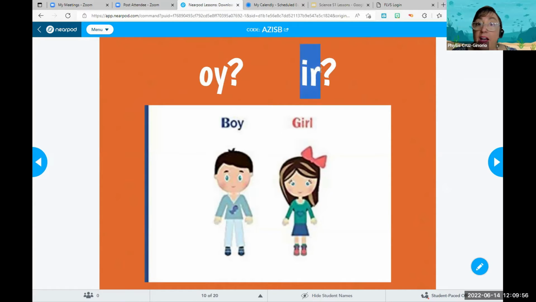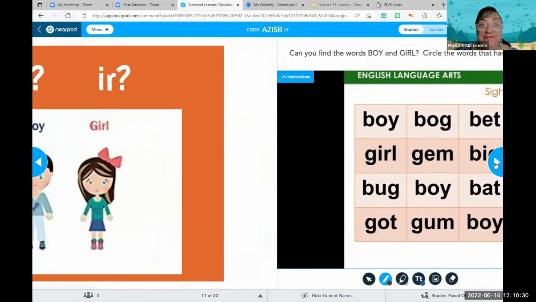And here's the other one, the IR. So we're going to be looking for words with OY and words with IR. What does the IR make again? Keep your teeth together. That's right. And look at the word I found. Girl. Rainbow it right across. Girl. That's right. So we're going to look for boy and girl. Boy and girl. Look at those words one more time, because on the next slide, you have to circle them if you see them. Here we go.